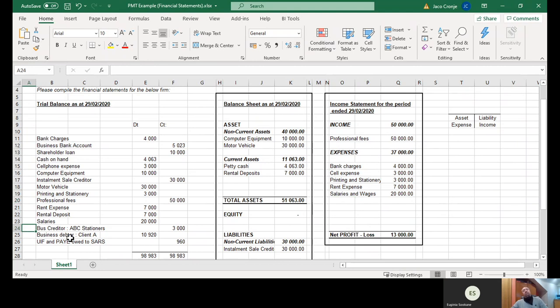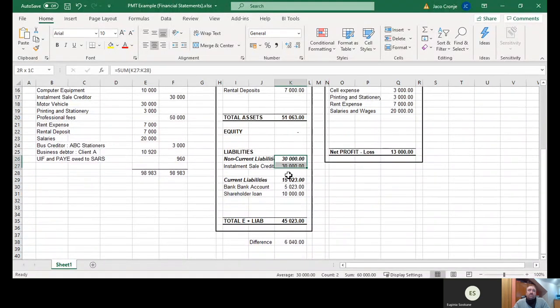Right, then we get to business creditor ABC Stationers. That's got a credit balance of 3,000 rand. So that means it's either a liability or income. Now, in this case, these are our stationery suppliers where we buy our stationery from, and they've delivered our stationery, but we haven't paid them yet. Now, if we know we have to pay someone in future, what will the classification be, income or liability? And the answer is definitely liability.